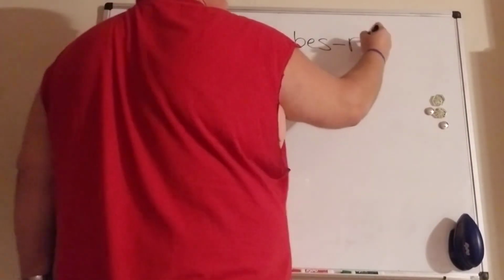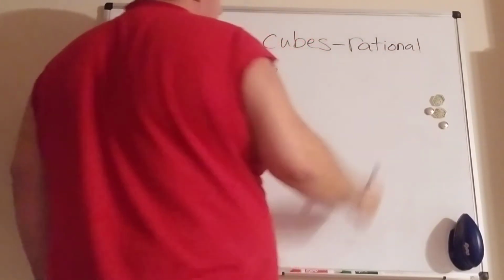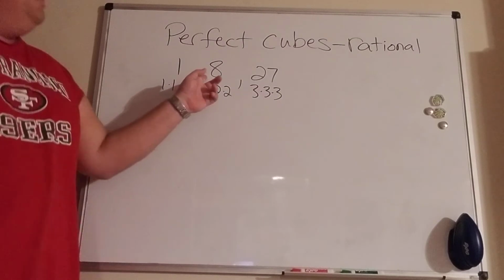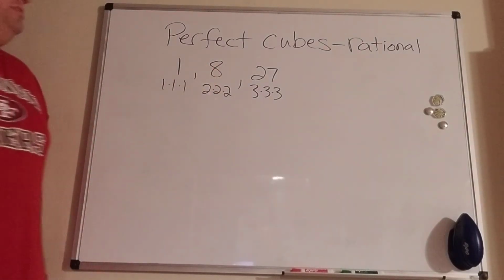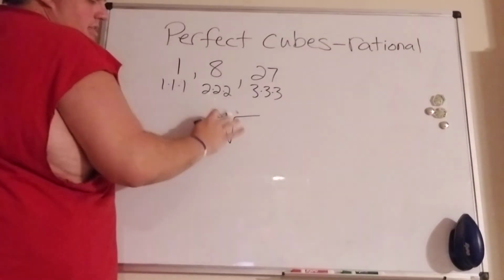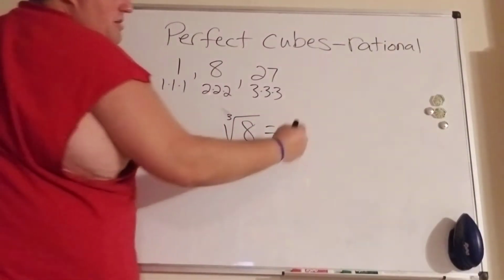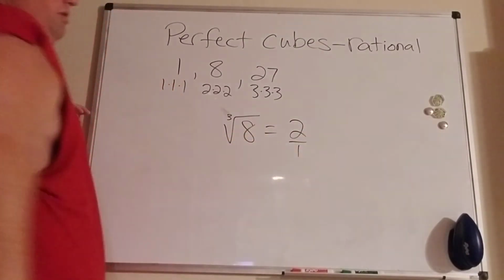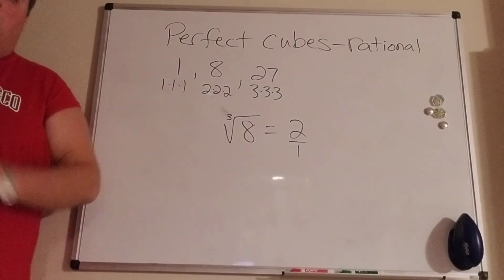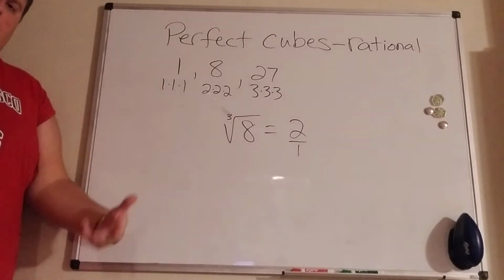That's the important part. All the perfect cubes are rational because, of course, we can write the cube root of 8, not the 8th, the cube root of 8. I know I can write that as a fraction because it's just 2 over 1. So if you have a cube root and it's a perfect cube, that's a rational number.